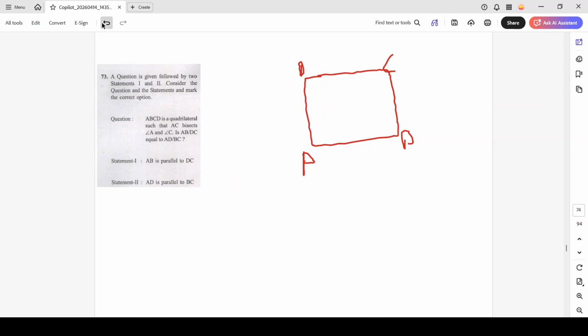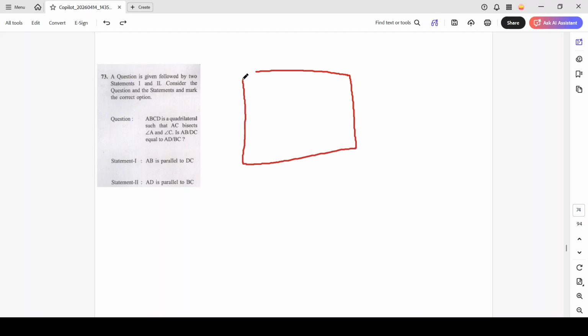Okay, so this is like this. There is some quadrilateral A, B, C, and D. Okay, and this is EC, and EC bisects angle A. That means this is theta, then this is also theta, and this is alpha, then this is also alpha.